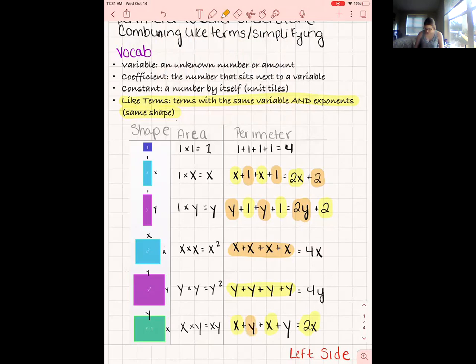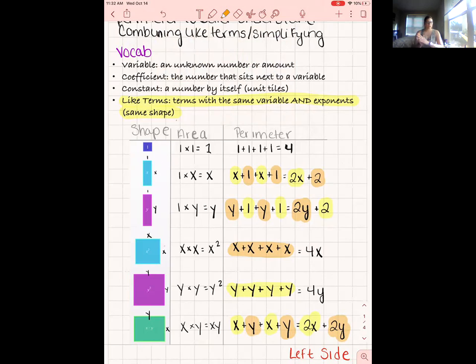And I have a y here and a y here. And again, I have 2 of those. So that's going to be plus 2y. So we combine like terms by looking for the same variables, and then you count how many of them you have so that you can put them together.